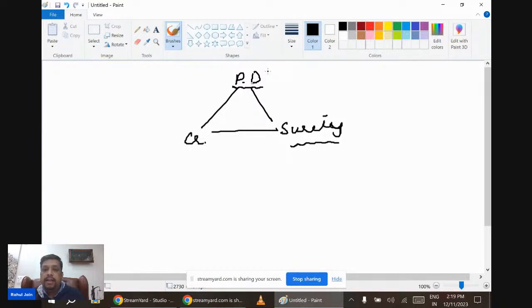surety liability. Guys, one important thing to note: mere forbearance to sue is not enough. Mere forbearance to sue is not enough. It should be compounding. Okay. Now, last is when the creditor does certain acts or omissions which impair the surety's eventual remedy.